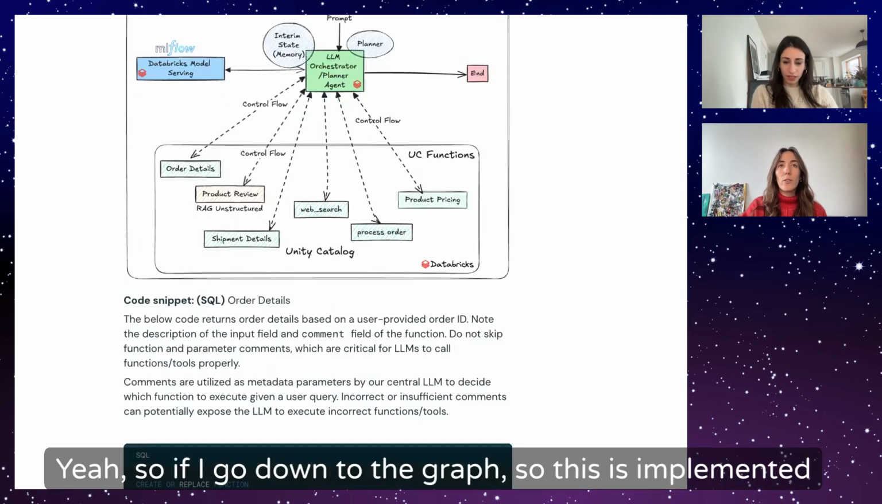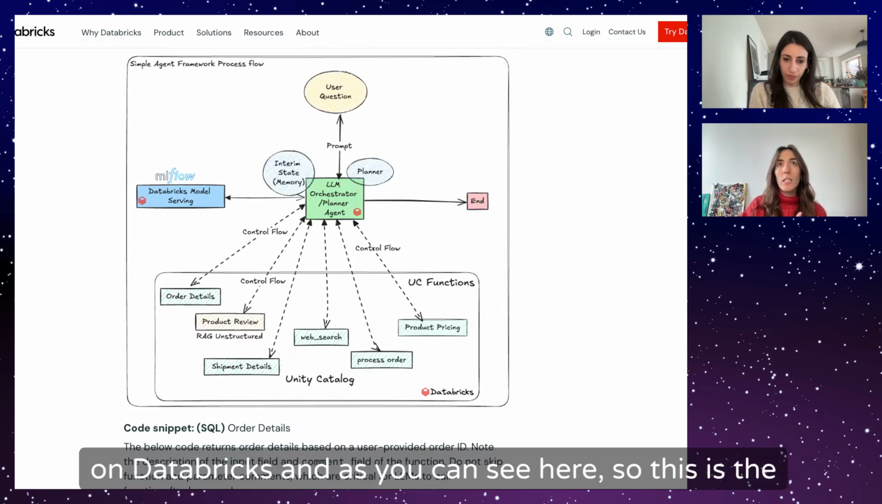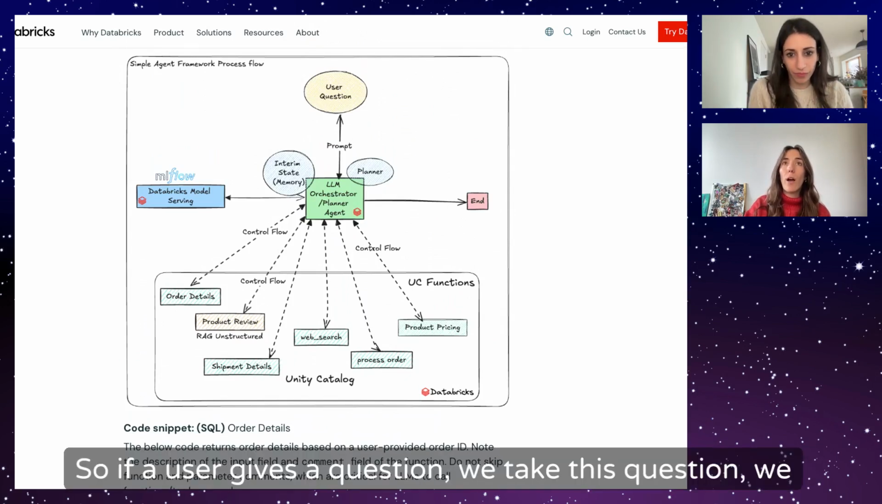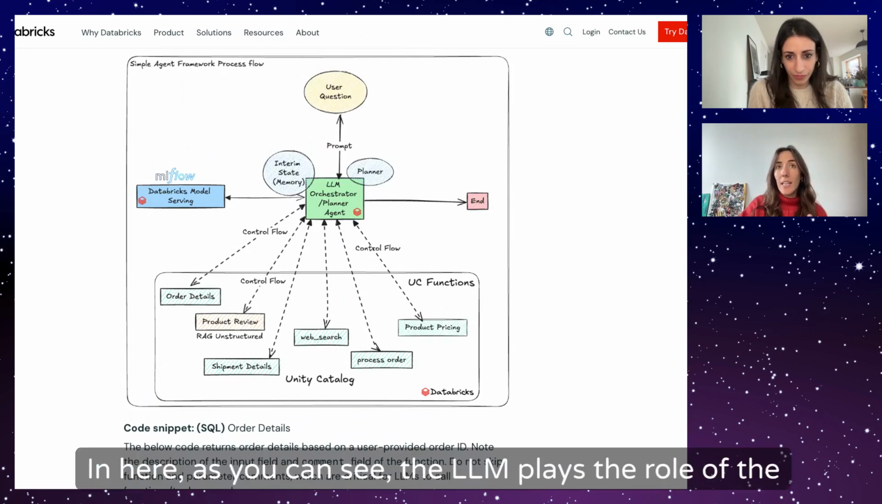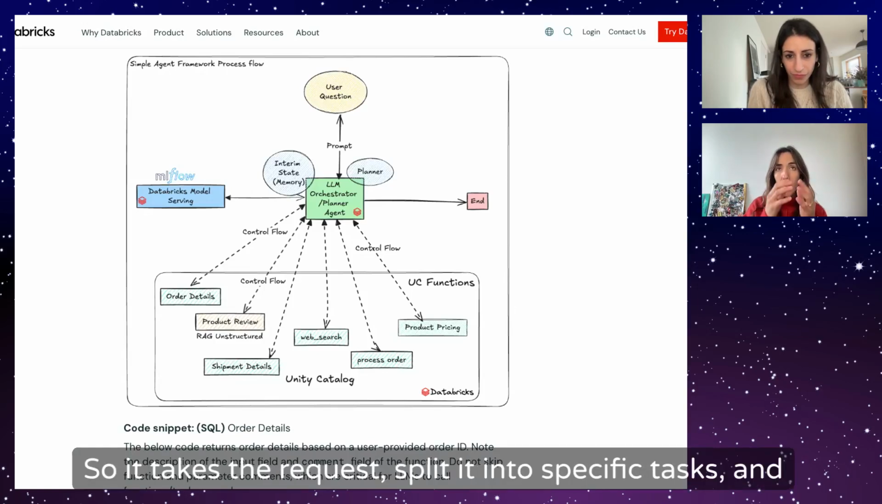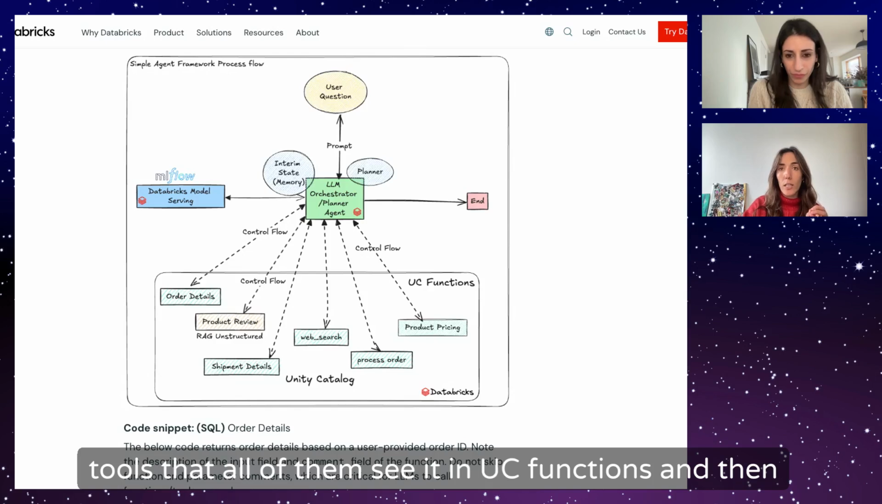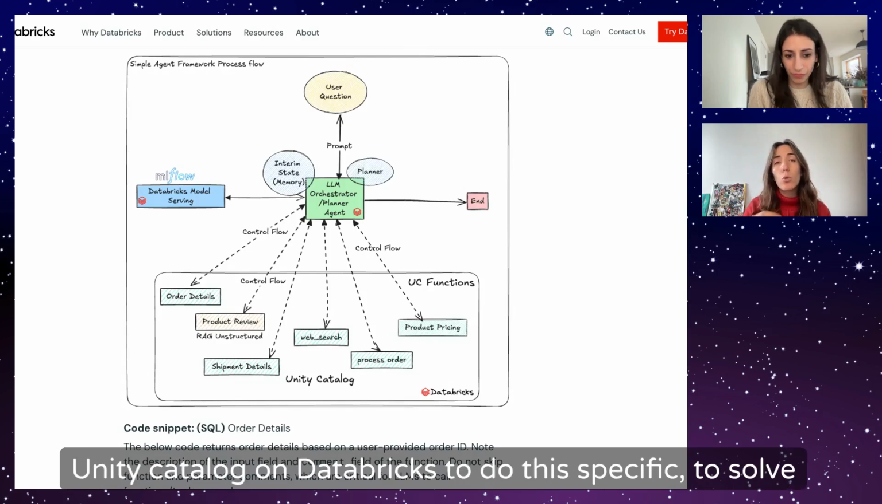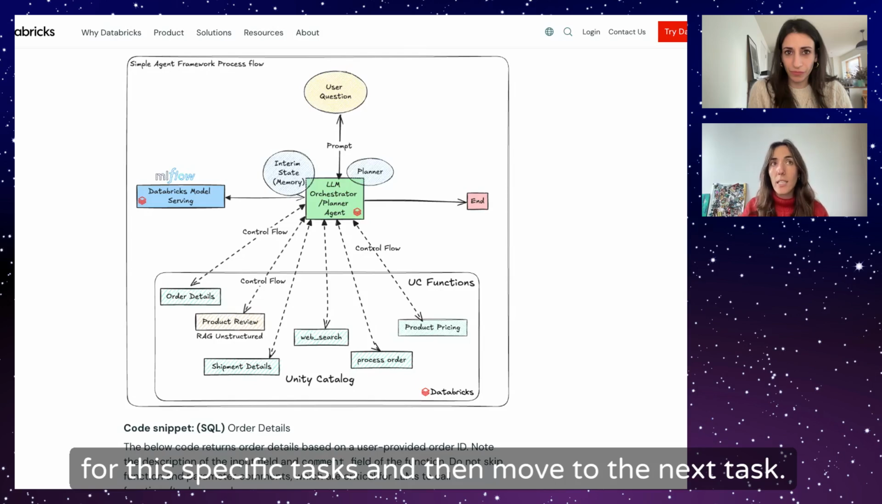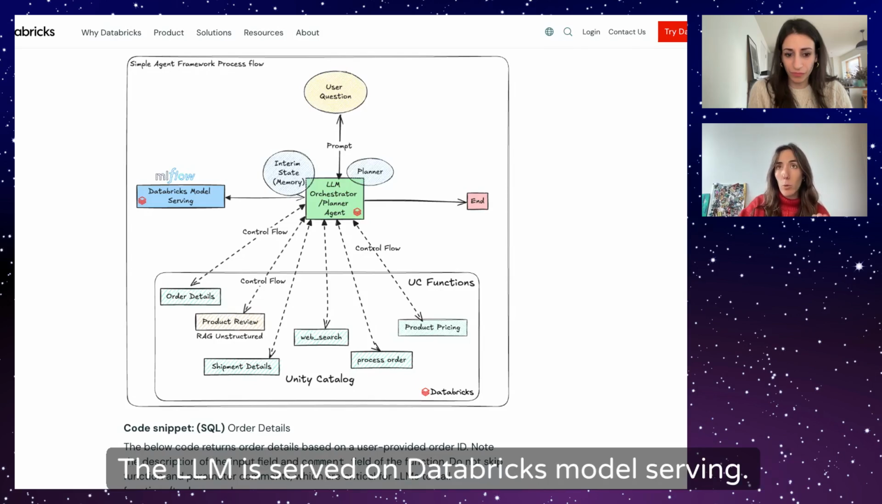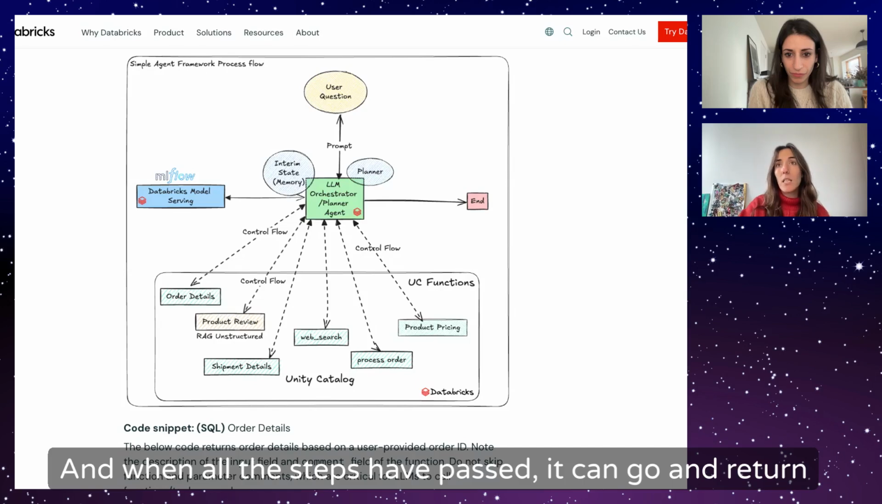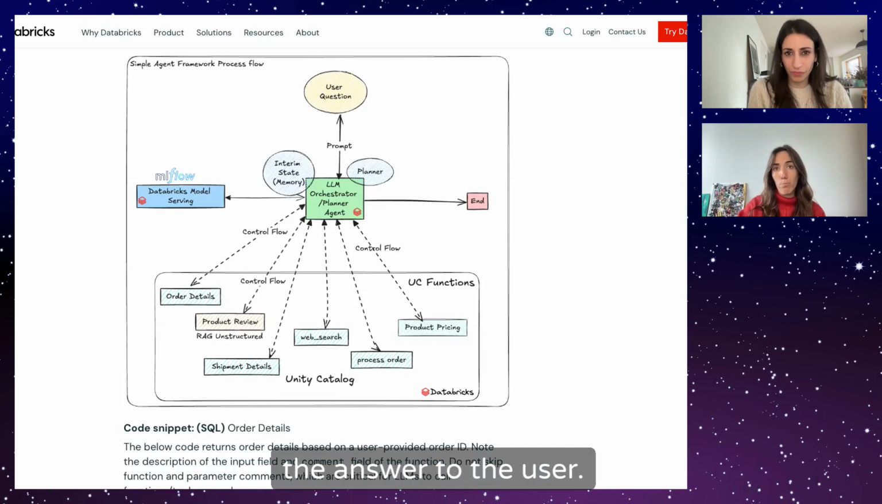Yeah, so if I go down to the graph, this is implemented on Databricks, and as you can see here, this is the process. If a user gives a question, we take this question, we put it in the prompt, we send it to the LLM. In here, the LLM plays the role of the planner and the orchestrator, right? So it takes the request, splits it into specific tasks, and then it can go and access different tools that all sit in UC functions and Unity Catalog on Databricks to solve for these specific tasks and then move to the next task. The LLM is served on Databricks Model Serving, and when all the steps have passed, it can return the answer to the user.